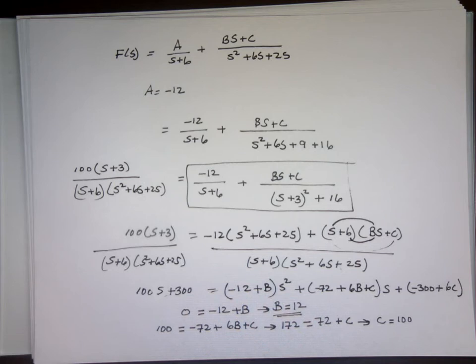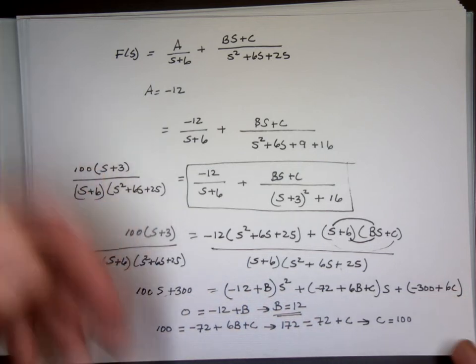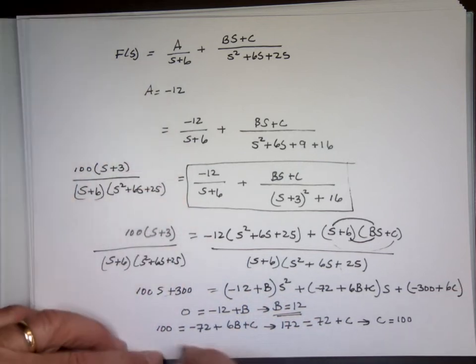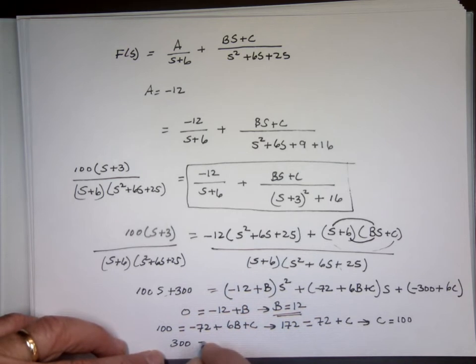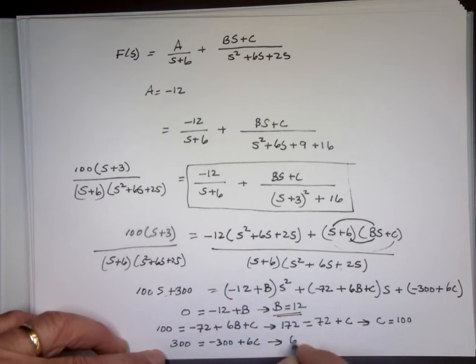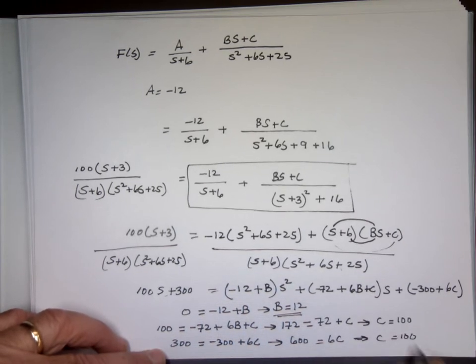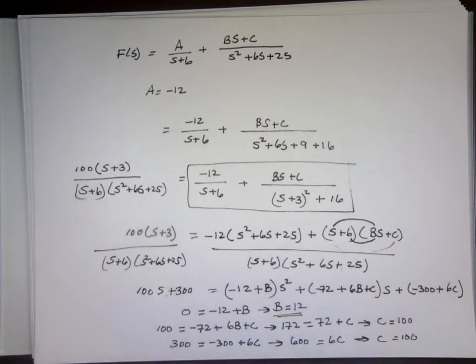And if you took the last equation, the constant here equals the constant there. 300 equals negative 300 plus 6c. You end up with 600 equals 6c. What's c equal to? 100. So you have to do this math to find what b and c are. I was trying to avoid all this math, because we're not done. We're going to come back to this now.